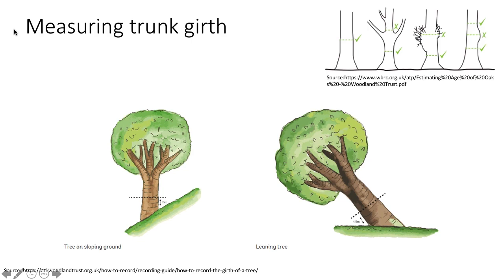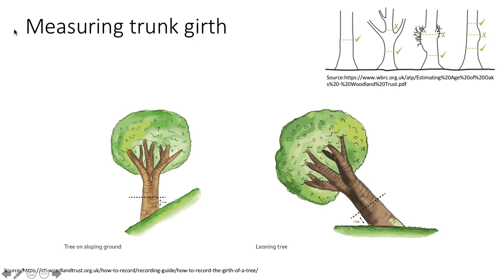And then for a leaning tree, you've got the area that's closest to the ground of the trunk, 1.5 up from there. I mean, I'm not doing a very good job of explaining it, but I think the picture does nicely, so hopefully that's clear.